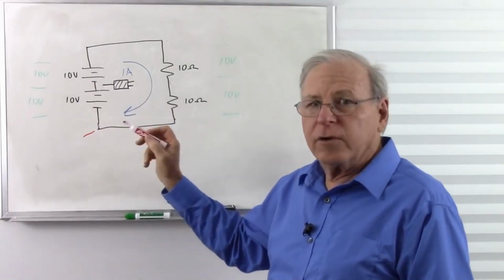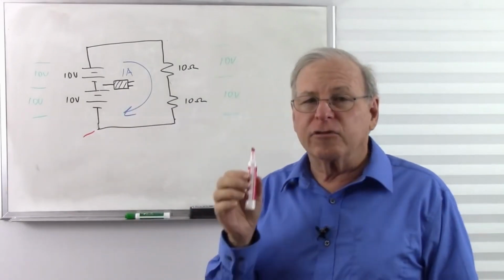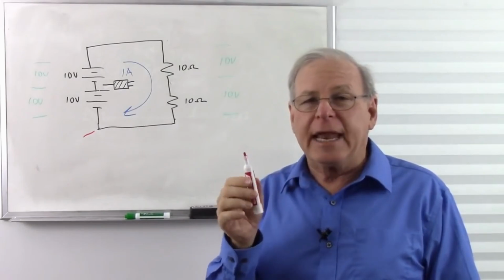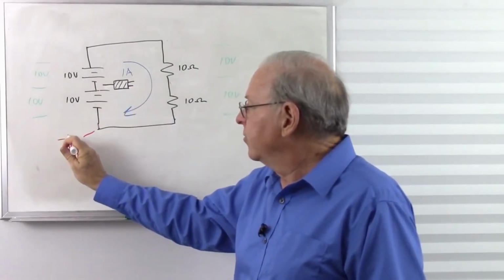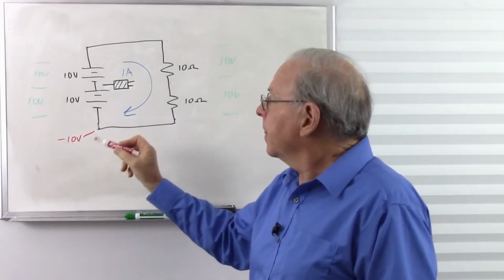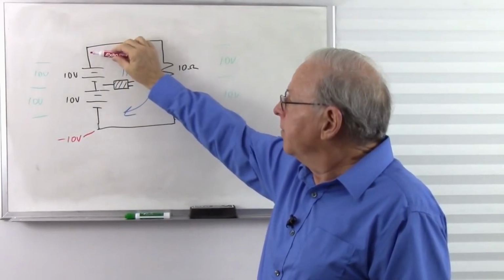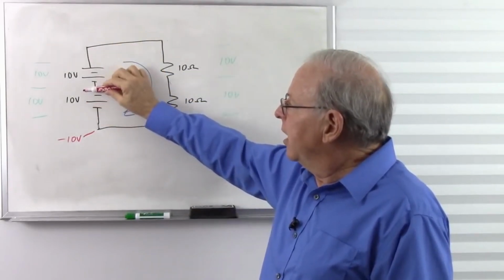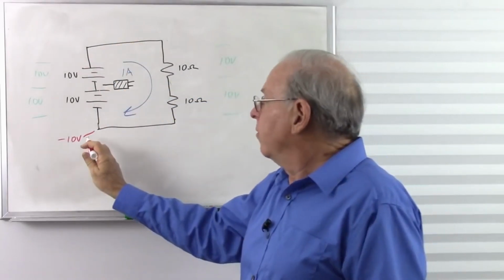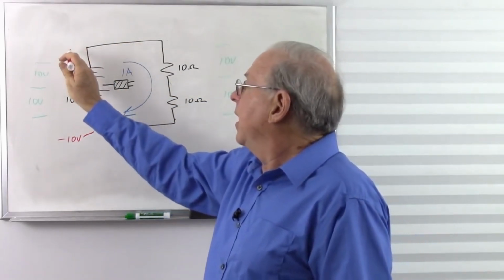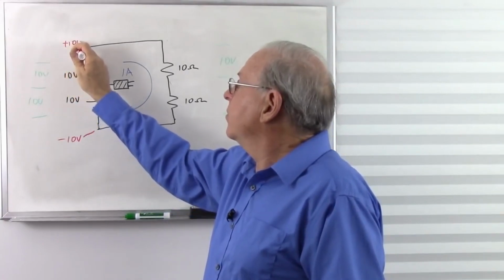The difference is 10 volts. Now my red lead is at the lower voltage. My black lead is at the higher voltage. So by design, my meter is going to give me a negative reading. The difference is 10 volts, so I see minus 10 volts. What's going to happen if I move my red lead up here? Well, I go up 10 volts, another 10 volts, so I go up a total of 20 volts. So I go minus 10, and that means I have positive 10 volts here.